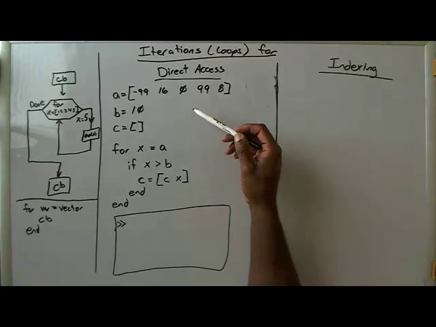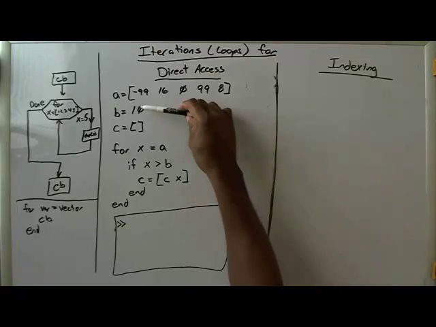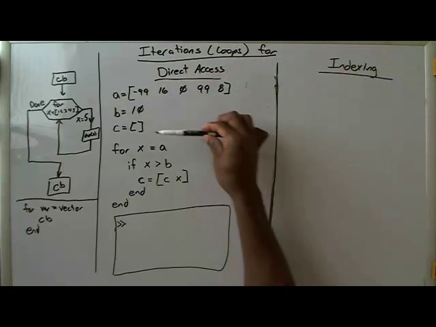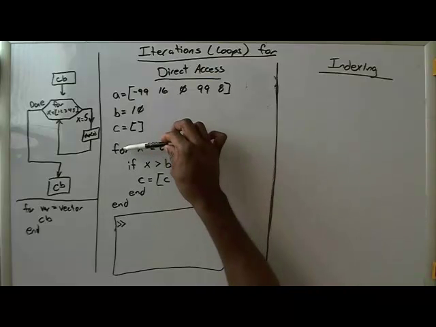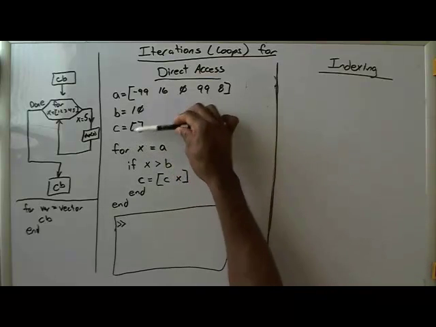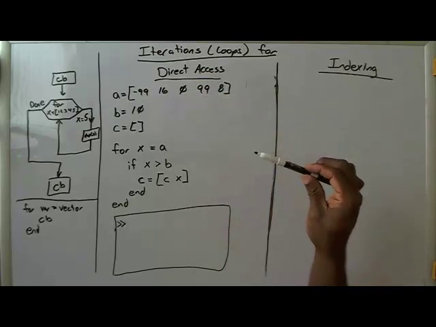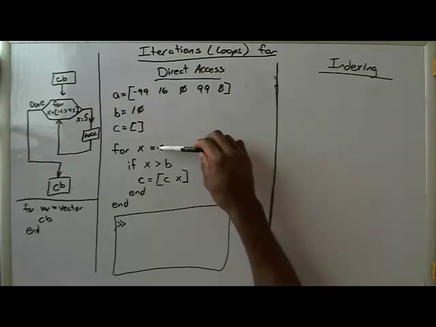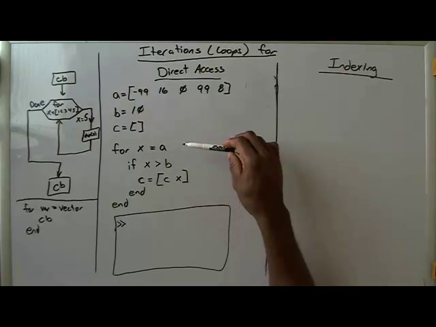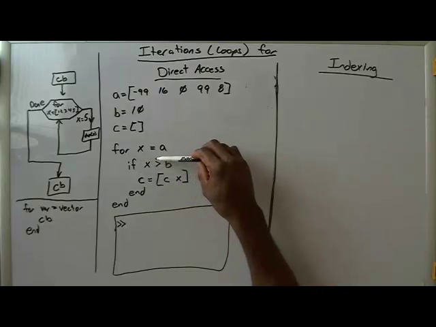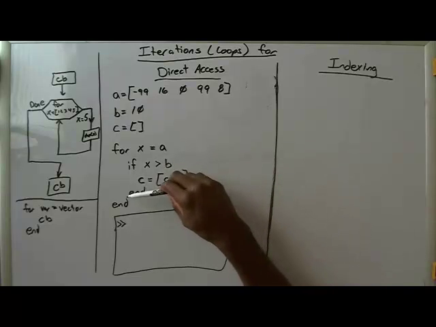When I run this, I come down, I set A equal to this vector here, B is equal to 10, and C is an empty vector. For x equals A, so x is going to start off being negative 99, and then it's going to loop through all successive values in A. I check. So the first time through, x is negative 99. Is negative 99 greater than B, and B is 10? Well, the answer is no, so I don't do this. So then I loop back through. So I've done nothing thus far.